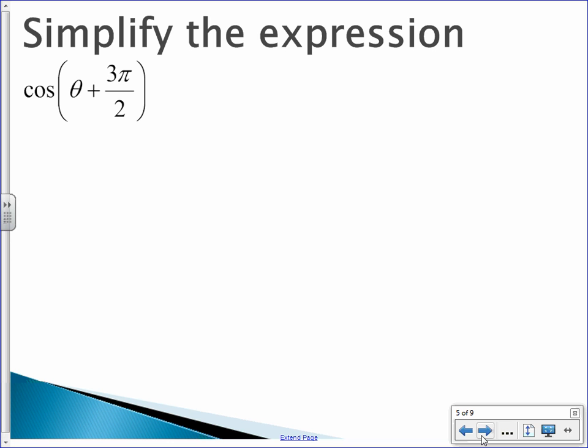Okay, you're going to get some problems that look like this. Simplify this expression. Well, this is a cosine, and inside of cosine, we are adding two angles. So this is the sum of a cosine, and we can break that up using our formula. So help me out. Look at your formula.